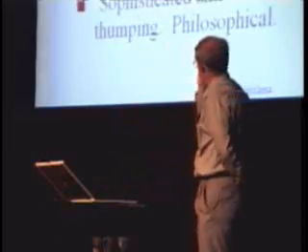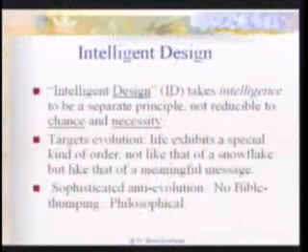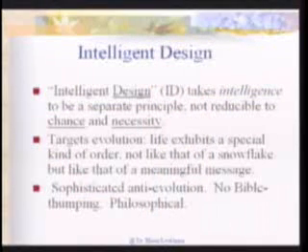So intelligent design takes intelligence to be a separate principle that is not reducible to chance and necessity. I'm going to bring you back to the first picture of Mount Rushmore, which I said happened either by chance, by necessity or law, or by design. One of those three. And that's what intelligent design is all about, that third concept. Intelligent design certainly targets evolution. There's no question about that.